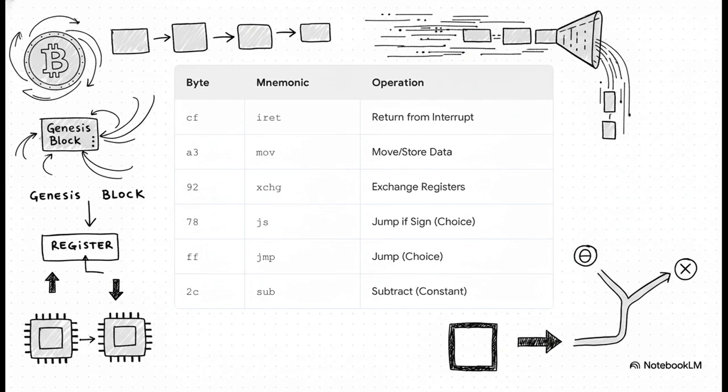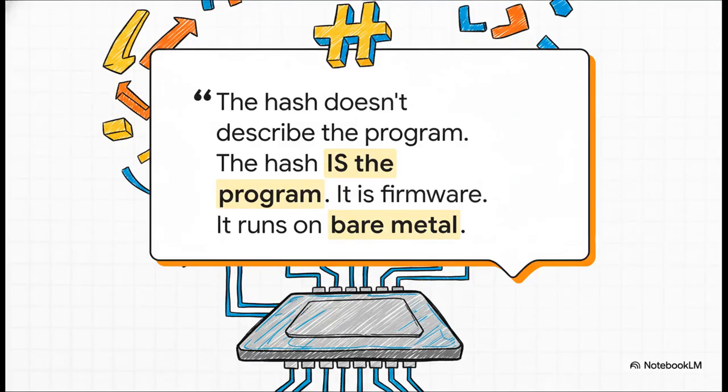Look at this. Move data, exchange registers, jump. It's a real program. So the real mindbender here is that the hash isn't a metaphor for a program. According to this new framework, it is the program. It's literally executable firmware, a set of instructions that's meant to run directly on the processor, right on the bare metal.